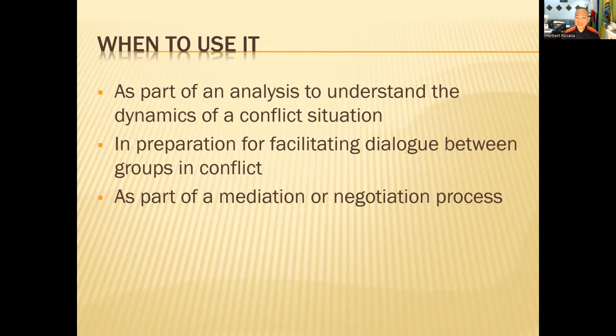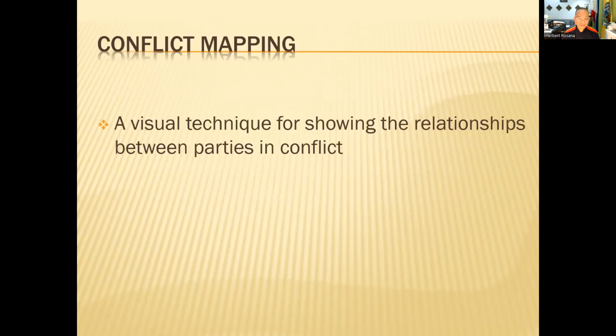So when to use it? You can use it as part of an analysis to understand the dynamics of a conflict situation. So in preparation for facilitating dialogue between groups and in conflict, and also as part of mediation or negotiation process. Okay. So meron naman tayong another, aside from the onion, meron isang tayong tool na pwedeng gamitin, yung tinatawag natin na conflict mapping. Ang conflict mapping is a visual technique for showing the relationship between parties in conflict.